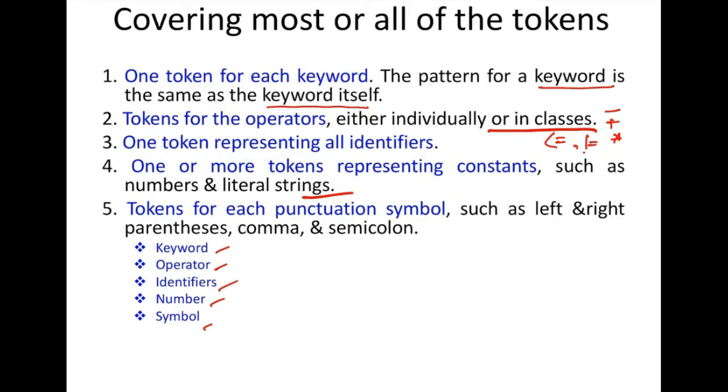So this slide is very important. Why? Because many times the question comes like this: consider the given instruction in C, or source code in C, count = 0. How many tokens are there? Okay, so you have to count how many tokens are there. Here you have 1, 2, 3, 4, 5. You have a total of 5 tokens here.